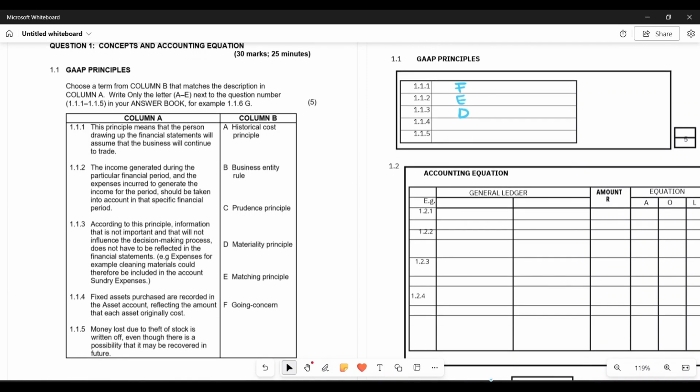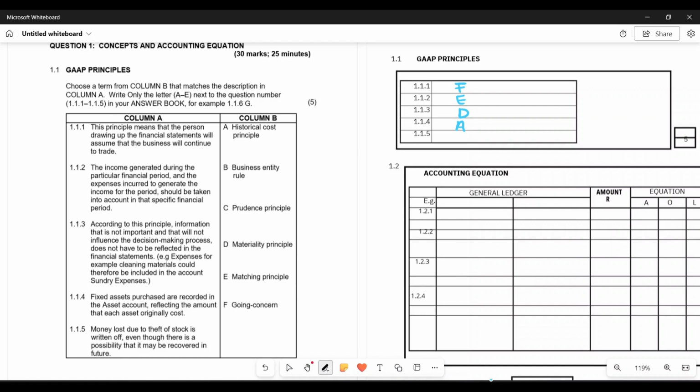Now, 1.1.4, it says fixed assets purchased are recorded in the asset account, reflecting the amount that each asset originally cost. Now, this is your historical cost principle. Now, what is historical cost? Let's say you buy a vehicle for 100,000 and that vehicle is worth 2 million. In your books, you're going to recognize it at the amount you bought it for, which is the 100,000, not how much it's actually worth. So basically, historical cost is telling us that any asset that you buy, you should recognize it at its cost, not how much it's worth. So this would be A.